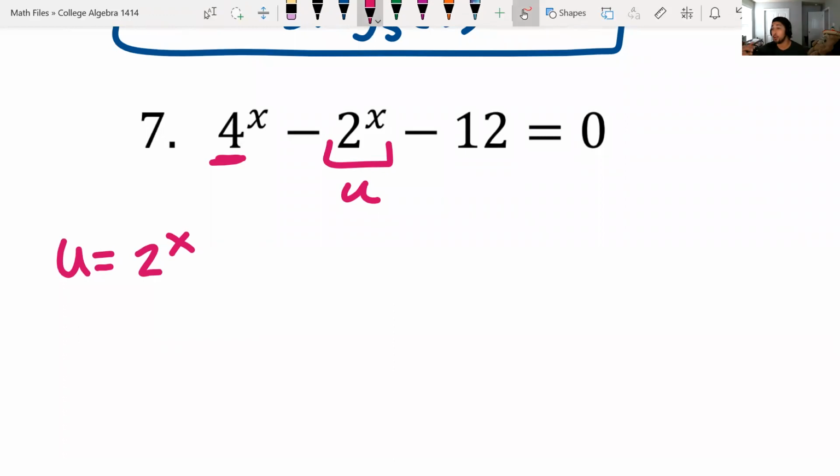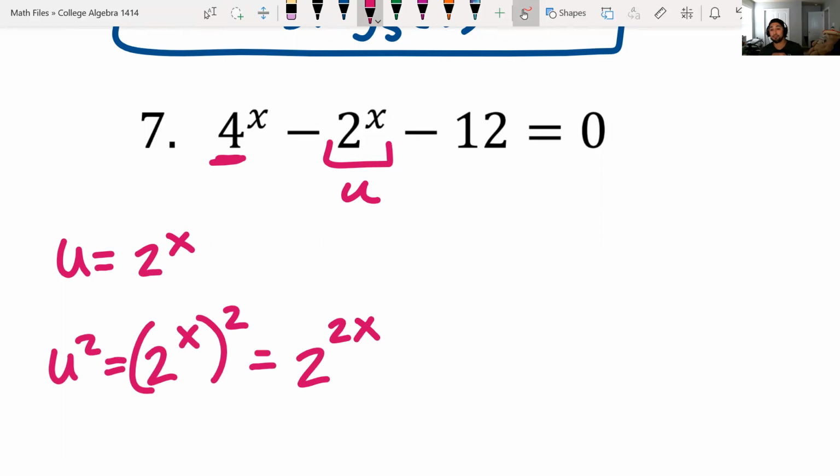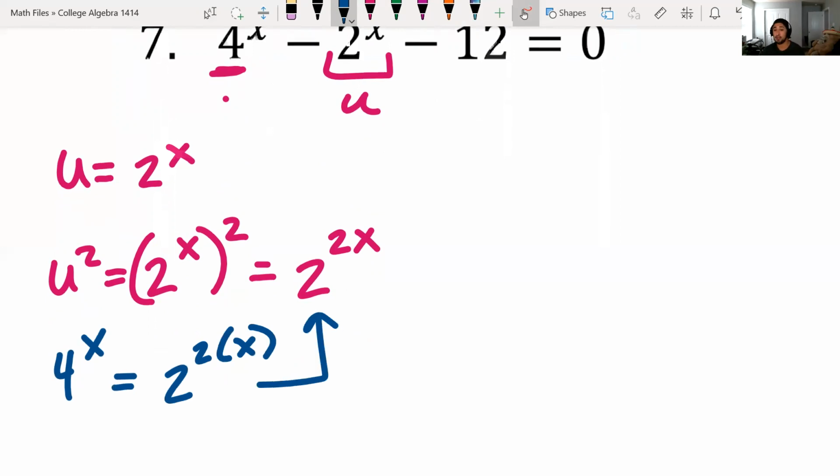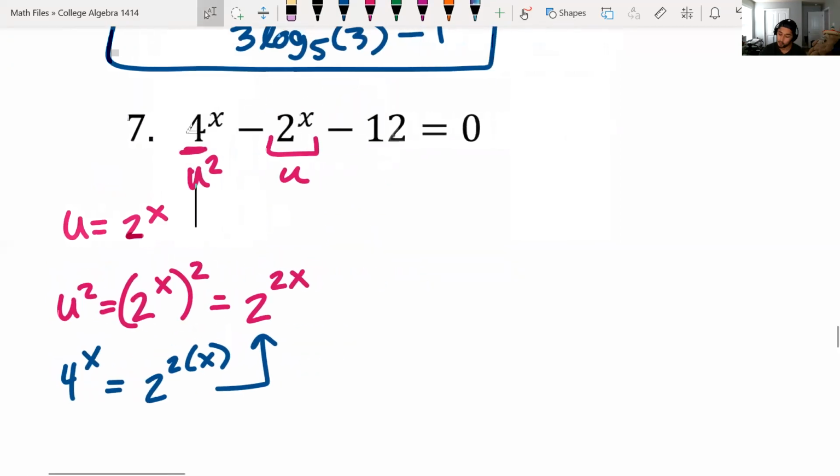Well, if we do that, what we normally do is square it. So we say u squared equals 2 to the x squared, which gives me 2 to the 2x. Well, the big question here is, is 4 to the x the same as 2 to the 2x? And that answer is yes, because 4 to the x is the same as 2 squared to the x, which is 2 to the 2x. So this means that 4 to the x is taken care of by u squared. Crazy. Trust me, I know.